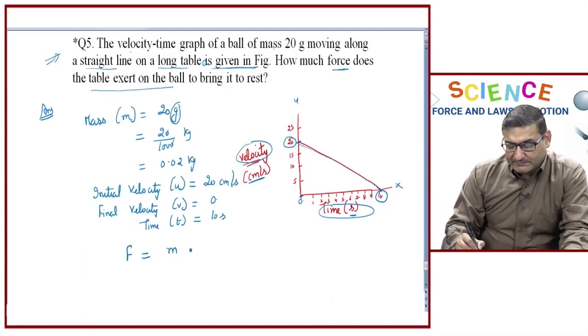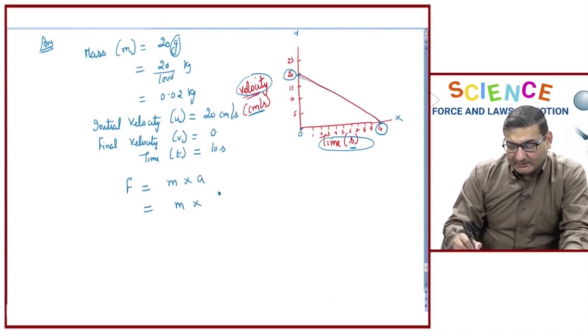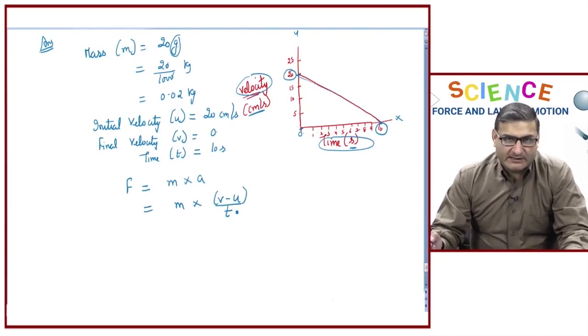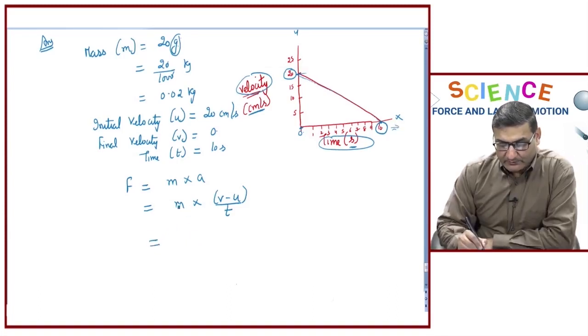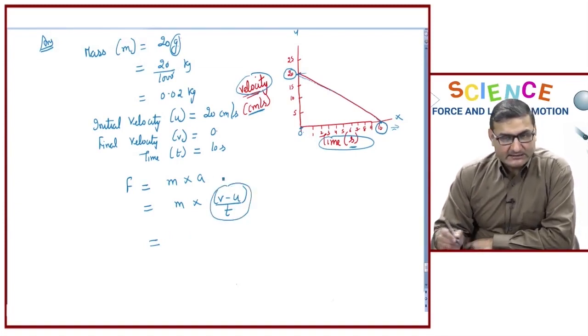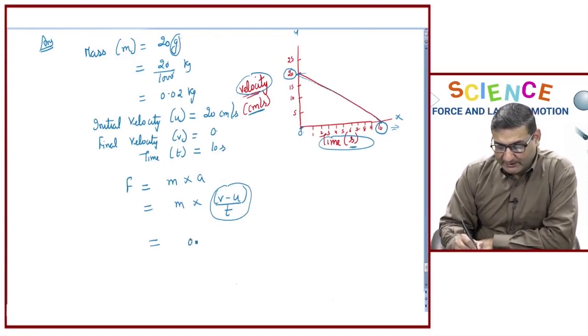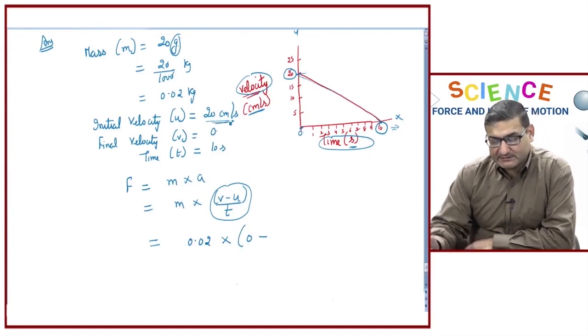How? We know, as per Newton's second law of motion, F is equal to m into A. Now replacing A with V minus U upon T, based on the first equation of motion. So F is equal to m into V minus U upon T, because as per first equation of motion, acceleration is equal to V minus U upon T. Now putting the values, the mass is 0.02 kilograms multiplied by the final velocity, which is 0, minus the initial velocity, 20 centimeter per second.